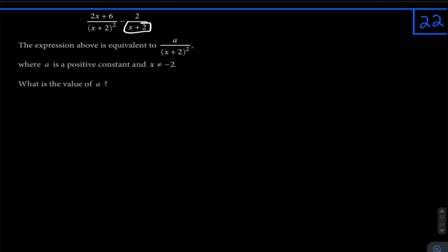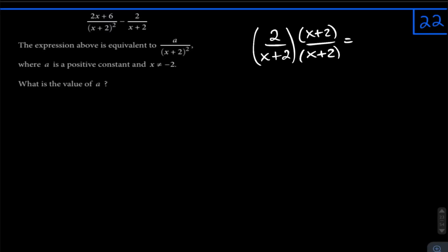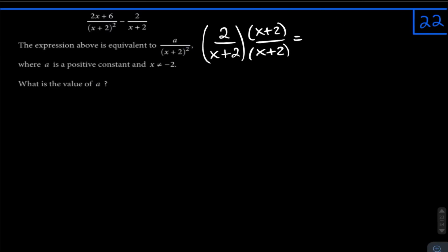To get common denominators, we just need to multiply this x plus 2 by another one of itself. So we get the x plus 2 squared. If we multiply 2 over x plus 2 by x plus 2 over x plus 2, see if you can follow me here, the 2 gets distributed to the x, the 2 gets distributed to the 2, and we get 2x plus 4. And then this is going to be over the x plus 2 squared. That's what x plus 2 times itself is going to be.